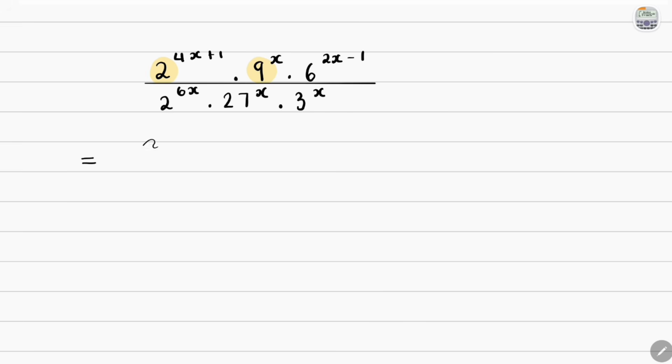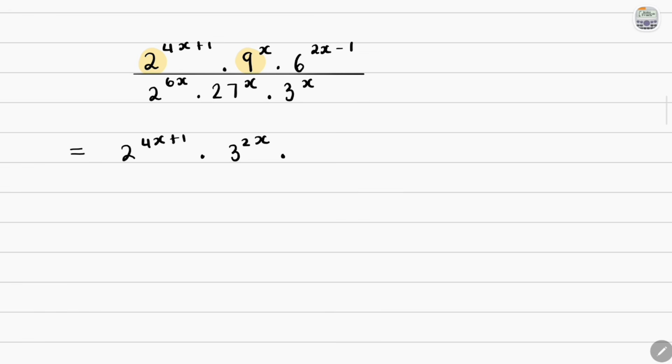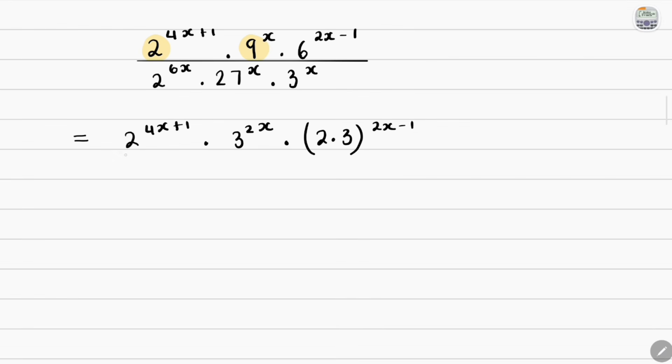So just leave this as 2 to the power of 4x plus 1. And 9 can be expressed as 3 squared, and this is still raised to the power of x. So when they multiply, it just becomes 3 to the power of 2x. And then the 6, you can break 6 up as 2 times 3. Those are two prime numbers, they're prime factors of 6. So that is 2 multiplied by 3, and then all raised to the power of 2x minus 1. We'll multiply that out, and this goes all over.